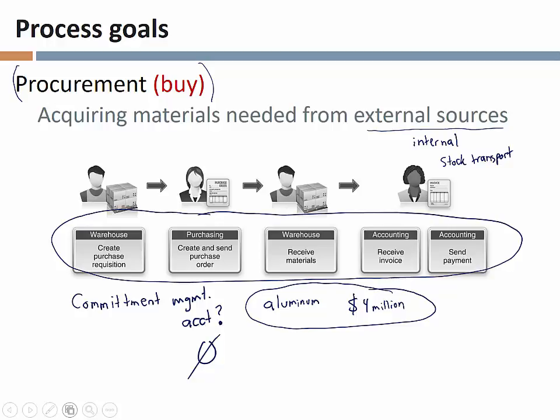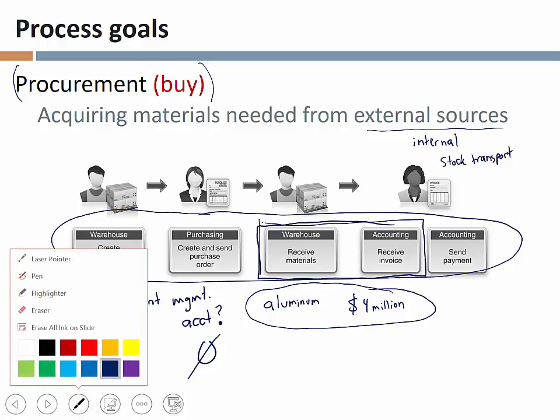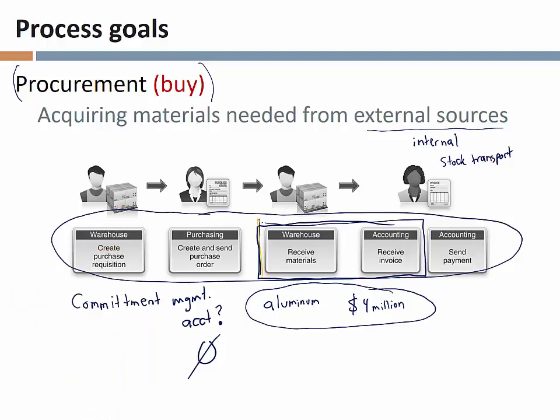Now, you might look at this situation, and from what you know about accounting, you might say, that doesn't seem right. My company has just obligated itself to pay for this $4 million worth of aluminum, and you're telling me that isn't reflected anywhere in my accounting records. And that's what I'm telling you. I'm telling you that the way most companies do financial accounting, the first time this shows up in their financial accounting records is when one of these two steps happen right here: receiving the materials or receiving the invoice. Okay? Now, let's dig into that a little bit more here.